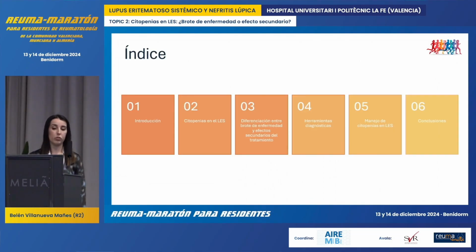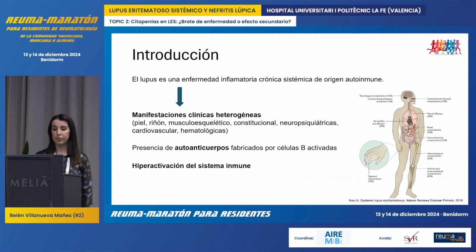I'll start with a brief introduction, then I'll talk about cytopenias in lupus. After that, I'll differentiate between when it's identified as disease activity and when it's drug toxicity. I'll go on to discuss diagnostic tools. Afterwards, I'll explain a bit about the management of cytopenias in lupus and finish with the conclusions.